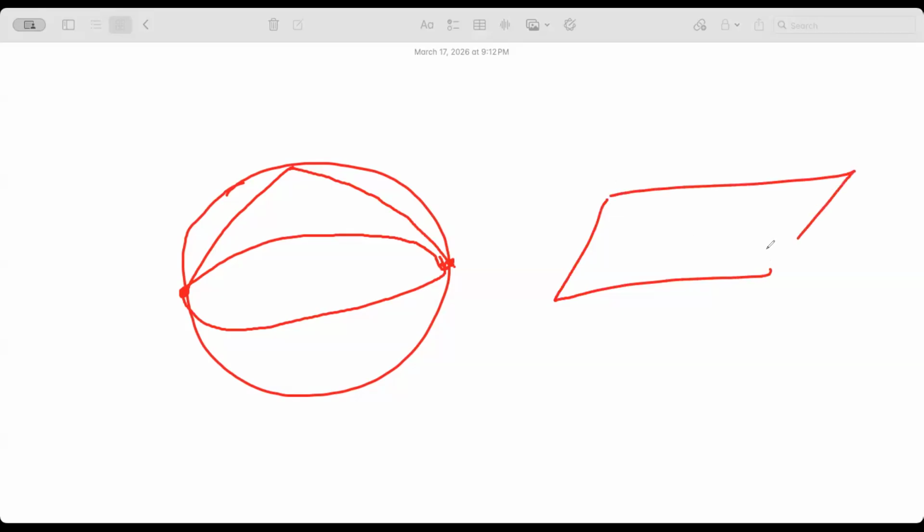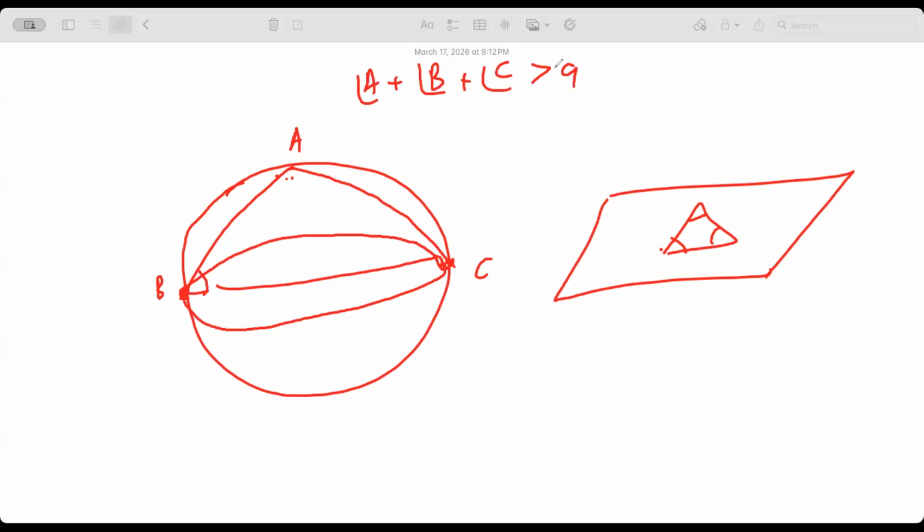In a plane in Euclidean geometry, the sum of the angles in a triangle is 180. Here, in spherical geometry, the sum of the angles of a triangle, let's say A, B, C, is greater than 180 degrees. I'll give you notes on this. These are subtle differences. There's a lot of difference between spherical geometry and Euclidean geometry. Spherical geometry is really hard.